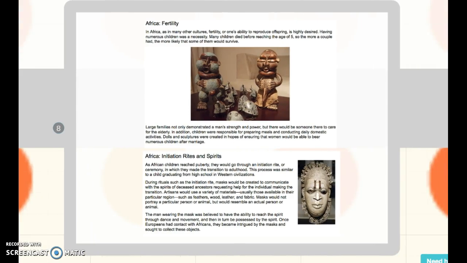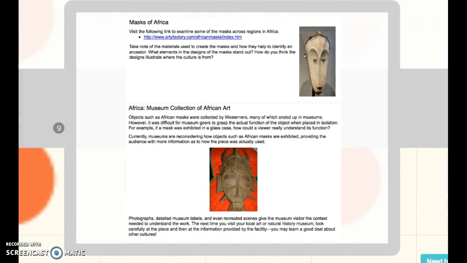From there, we're going to talk about Africa and how the culture sees fertility and masks as initiation rites and also spirits and ritual beliefs. And then we will move into examples of African masks, what they were used for, how they used them, what they were created out of. And here are some examples reflecting that.